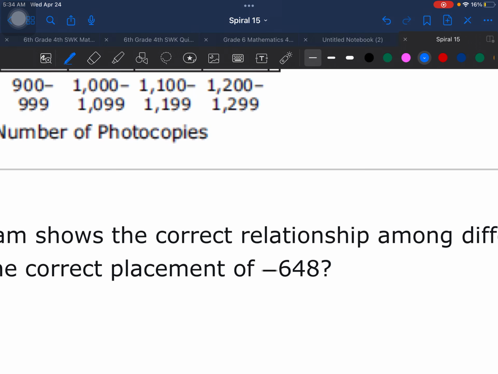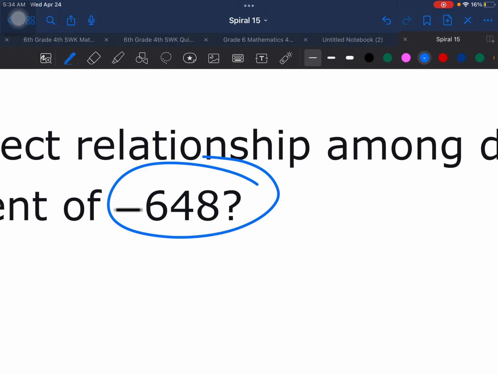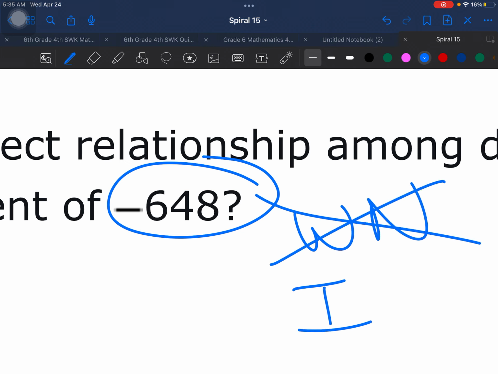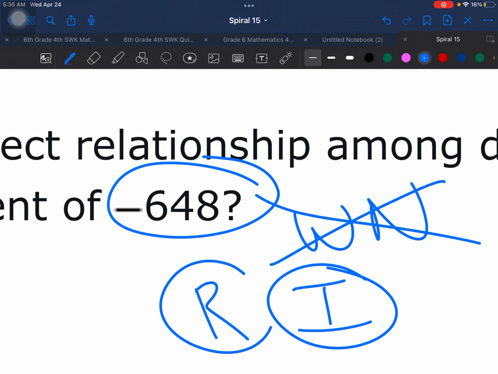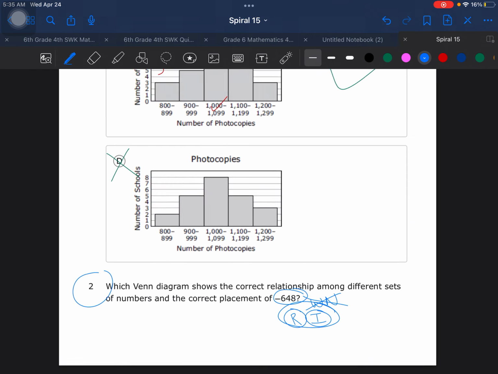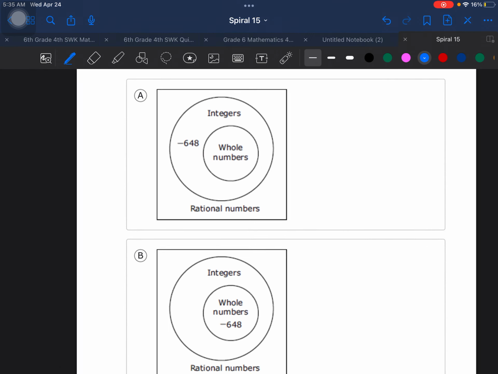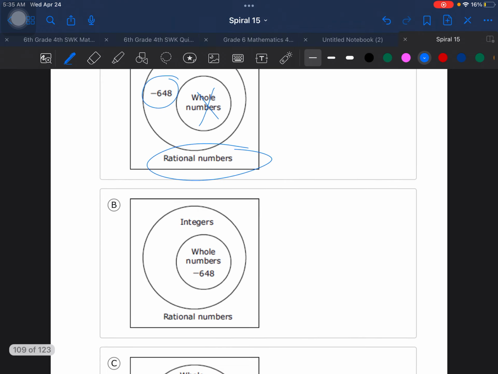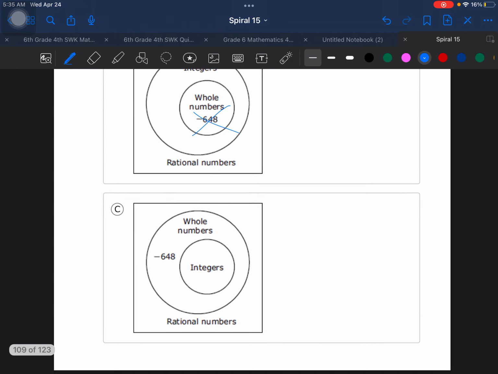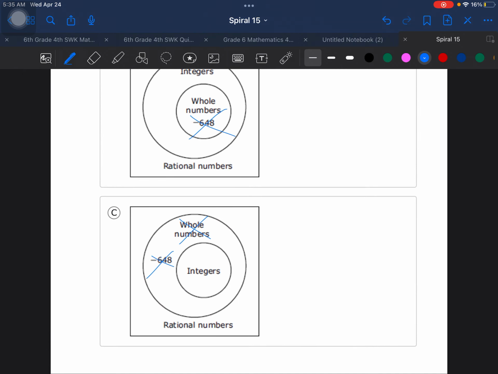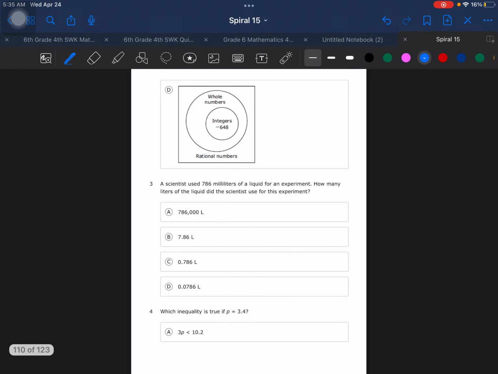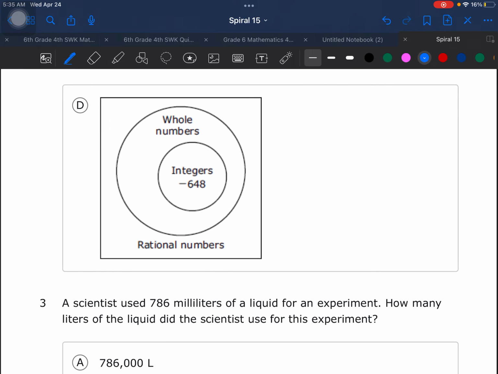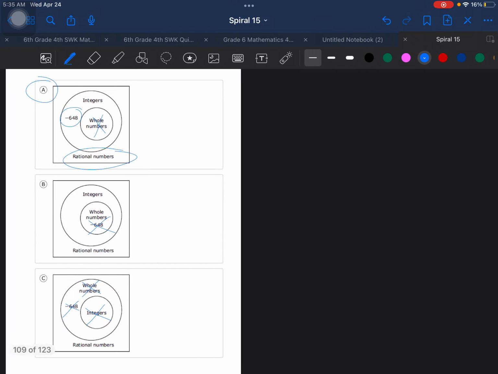Number 2. Negative 648, chicos. Is that a whole number? No. Is that an integer? Yes. Is that a rational? Yes. So, if it's inside of it, it's a part of it. It's an integer, it's a rational, it's not whole. Perfecto. Not whole. Whole is in the wrong place. And then whole is in the wrong place again. Like that.